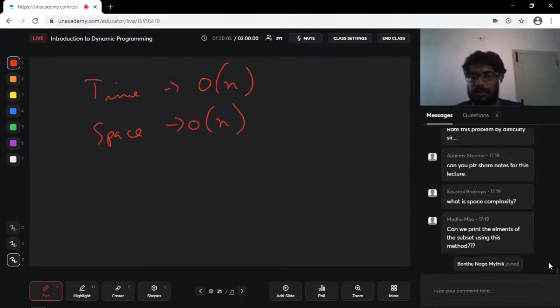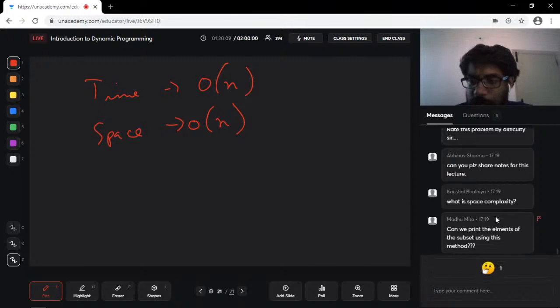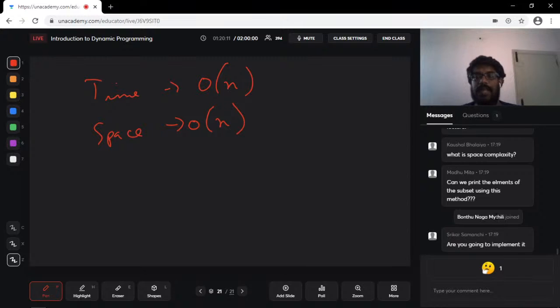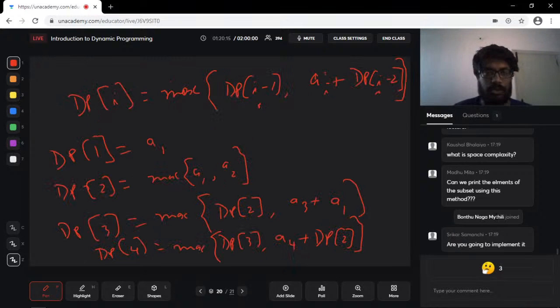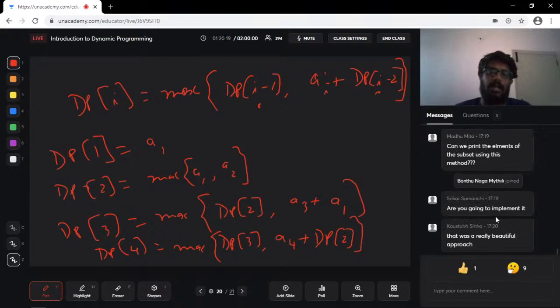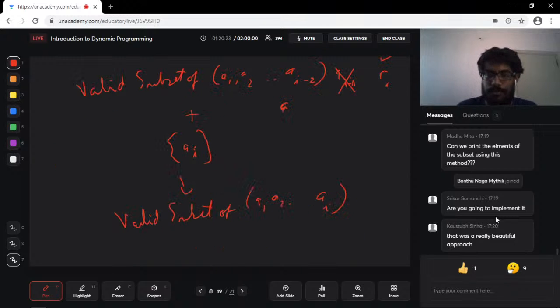So I hope this makes sense. Okay, so Madhu has a very interesting question, which is, can we print the elements of the subset using this method? Yes, you can. So what you would do for that would be, you go to dp of n and check whether dp of, so okay, so maybe some of you didn't hear.